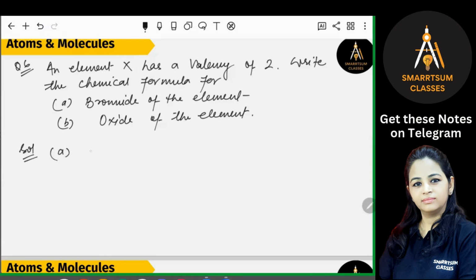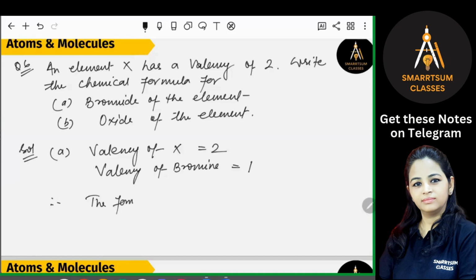So look at the A part. In the A part, we need to find out the formula for the bromide of the element. So first we'll write down the valency. Valency of X is 2. And what is the valency of bromine? As I told you, you have to learn these things. The valency of bromine, you can check the table, is minus 1. Now the formula for the compound will be X and Br. X valency is plus 2, it is given, and bromine is minus 1, right?